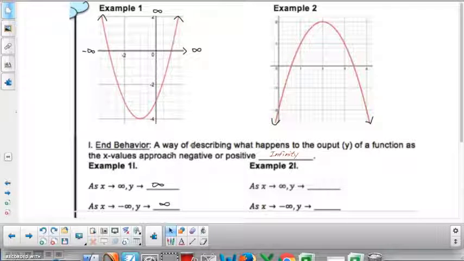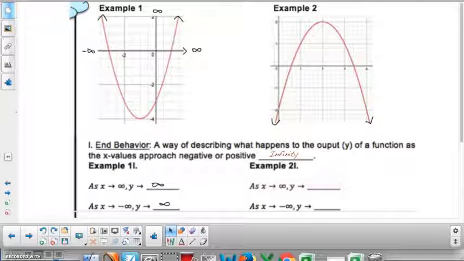Sorry. So the definition, which I didn't say officially, is a way of describing what happens to the output of a function as the x values approach negative or positive infinity. Basically, as they continue to get larger or as they continue to get smaller, what is happening to your output?